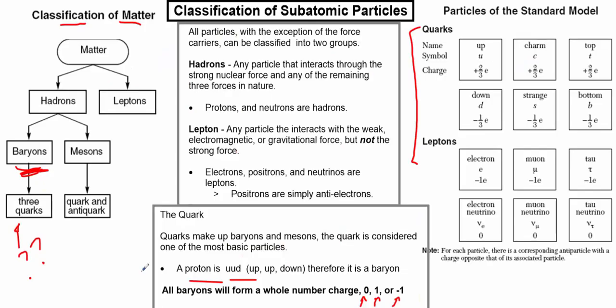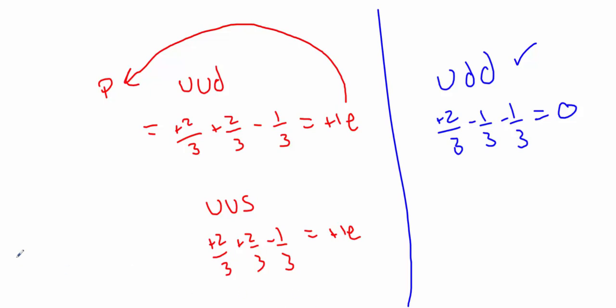And we can go along the line. We can make a bunch of negatives. What if I have a down, down, strange combination of quarks? Down, down, strange would be negative 1/3, negative 1/3, negative 1/3. Yep, that's negative 1e. That's possible. These are all possible combinations of quarks.